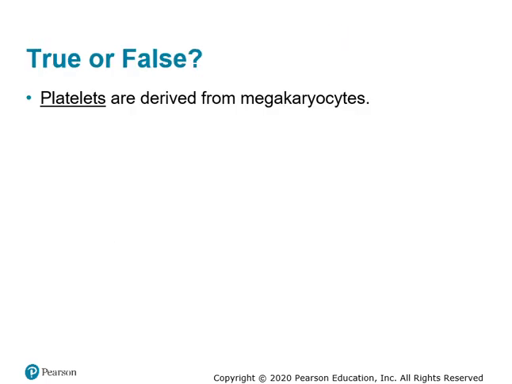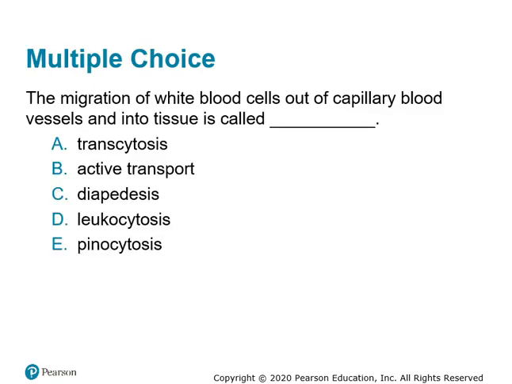True or false, platelets are derived from megakaryocytes? We just covered that, so hopefully you said true. Let's try a multiple choice question. The migration of white blood cells out of capillary blood vessels and into tissue is called: transcytosis, active transport, diapedesis, leukocytosis, or pinocytosis. All right, what is it? Hopefully you said C, diapedesis.